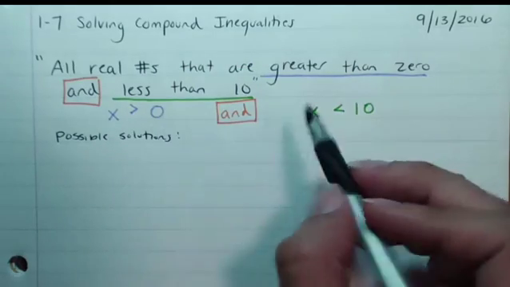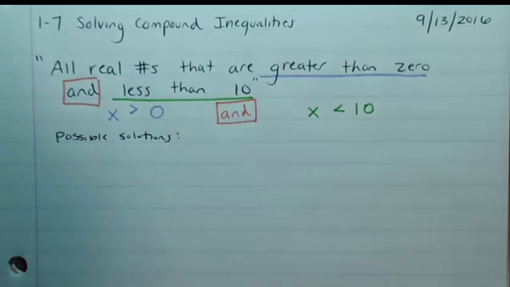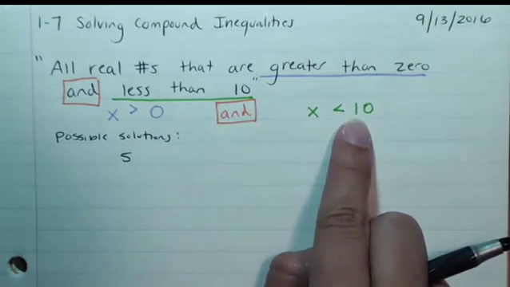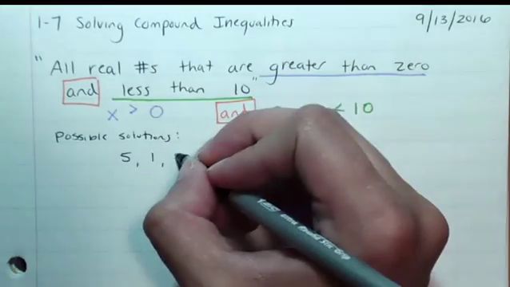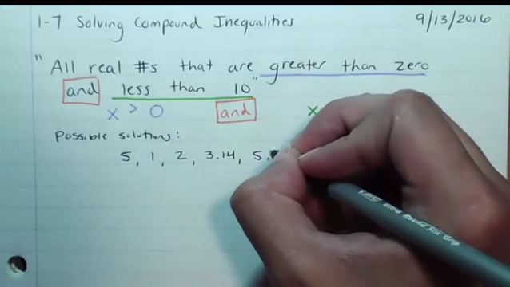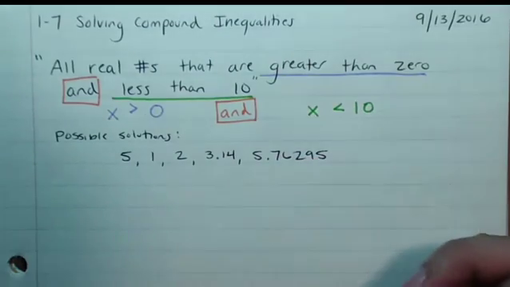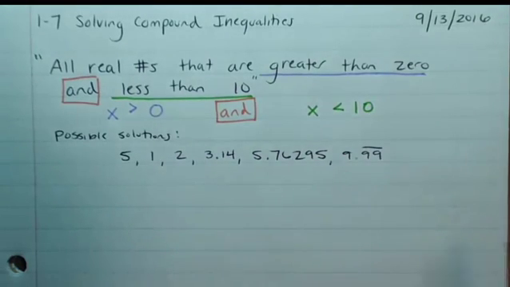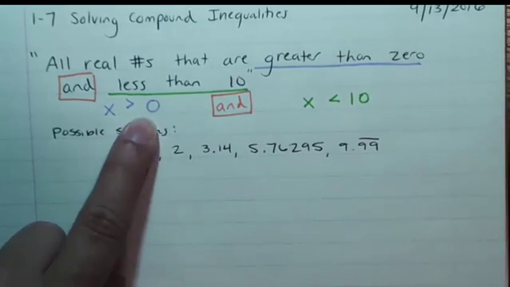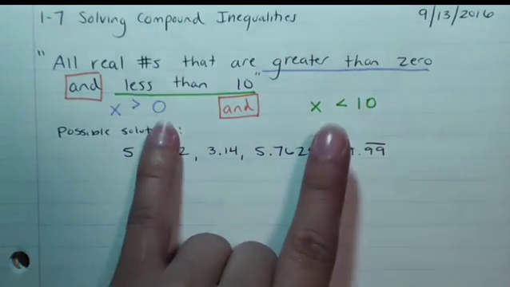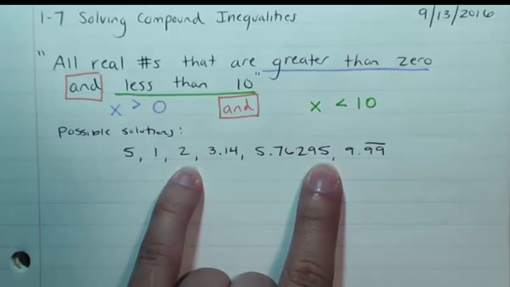Okay, they have to be greater than 0 but less than 10. So what are some possible solutions here? Could it be 5? Is 5 greater than 0 and less than 10? Yes. It could be 1. It could be 2. It could be pi, 3.14. It could be 5.76295. It could be 9.99 repeating. Okay? Everything that is a possible solution has to be greater than 0 but less than 10. This would be considered a compound inequality because I have two inequalities, but all these solutions fit within those two.